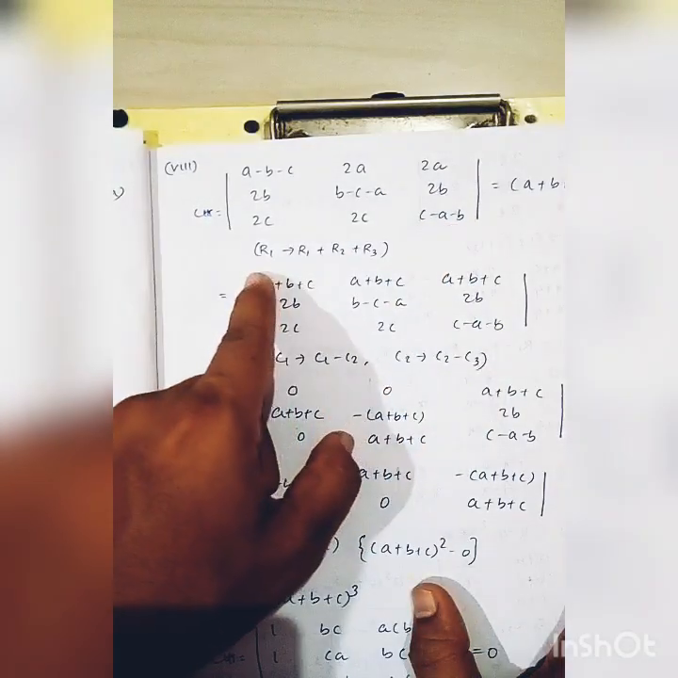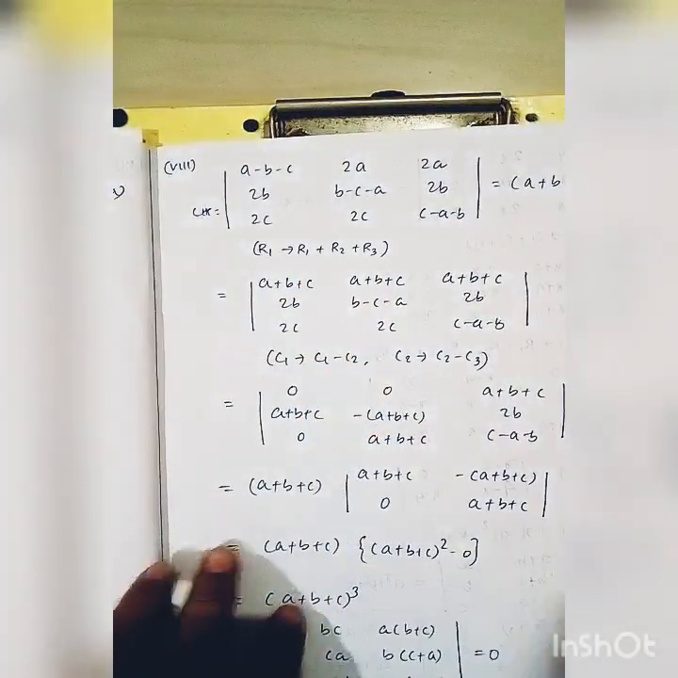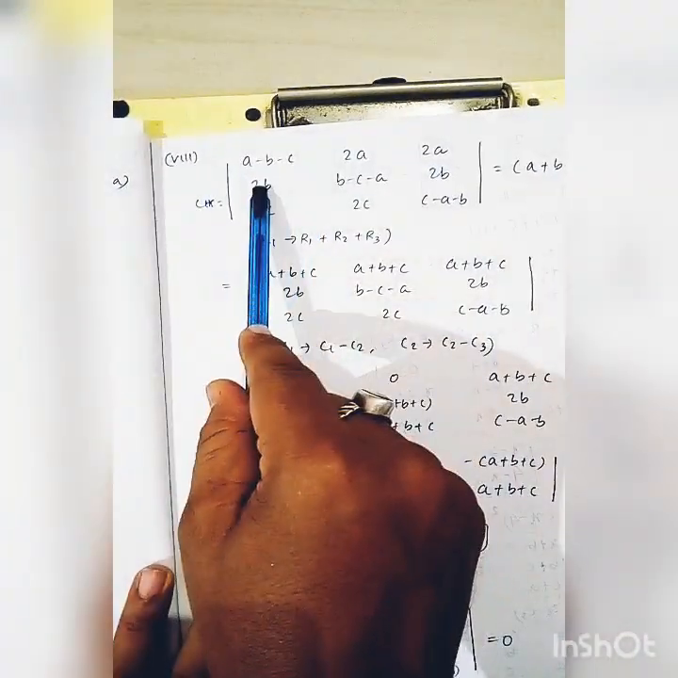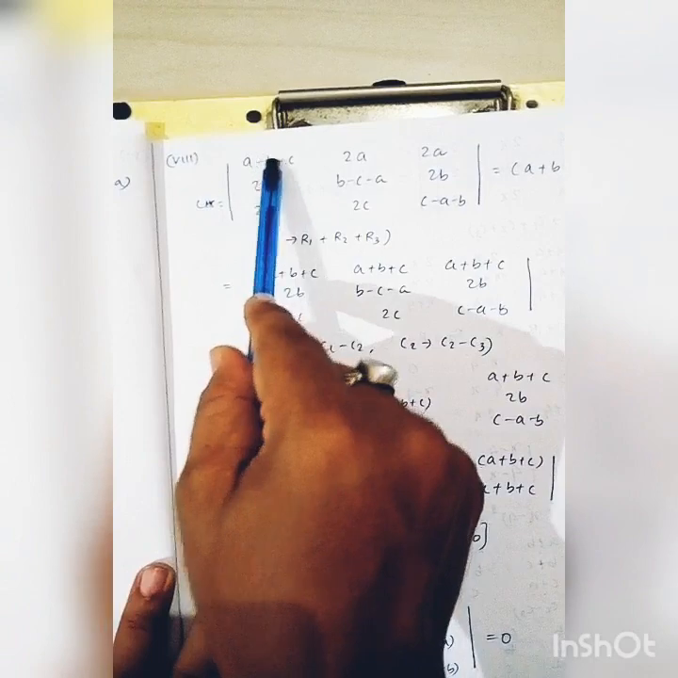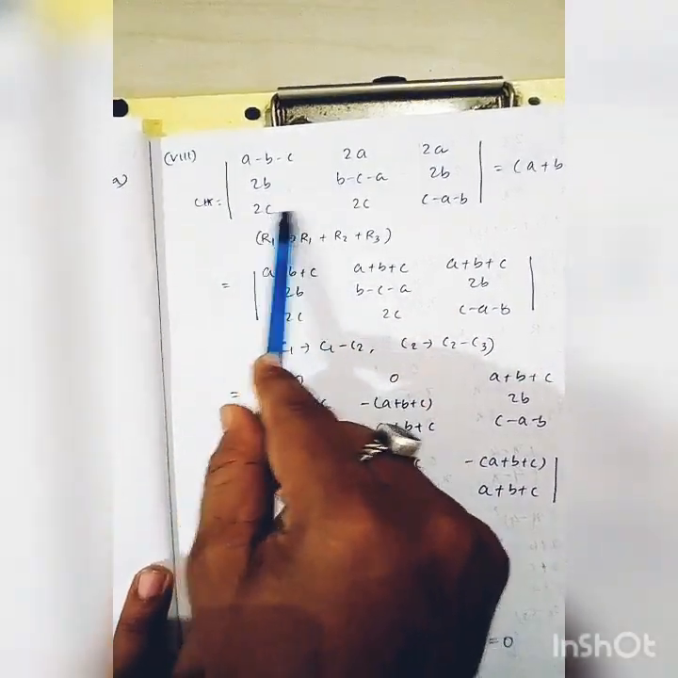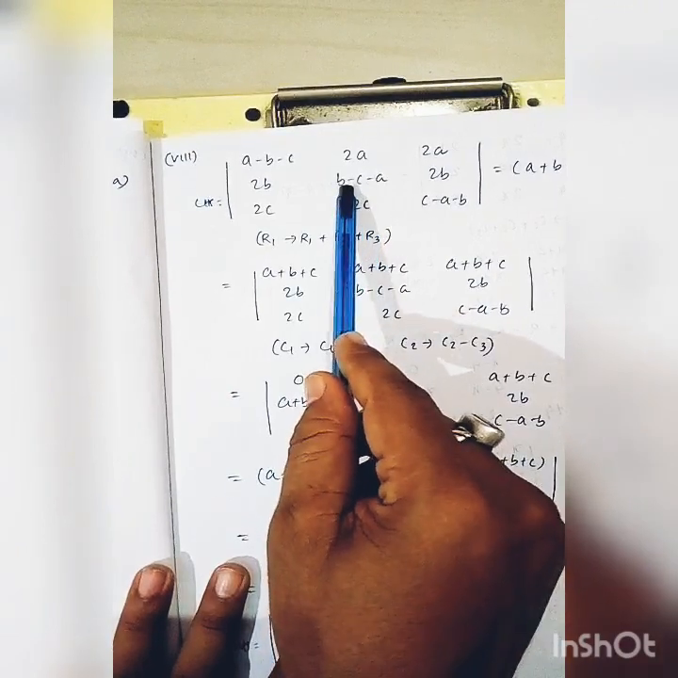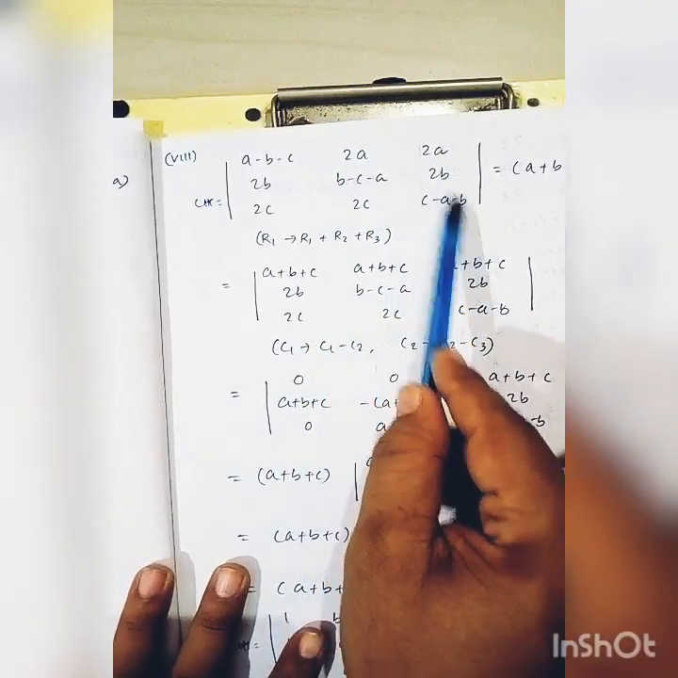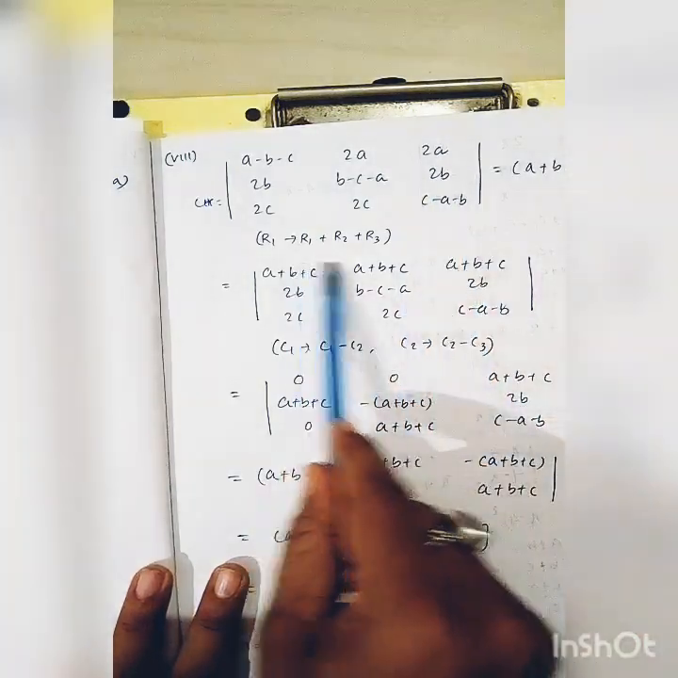So use the property R1 is replaced by R1 plus R2 plus R3. We get a plus b plus c, a minus b minus c plus 2b plus 2c, minus b plus 2b, again it is b, minus c plus 2c, again it is c. Similarly minus c plus 2c, c, minus c plus 2a. Similarly minus a plus 2a, a, minus b plus 2b, b. So it is a plus b plus c.